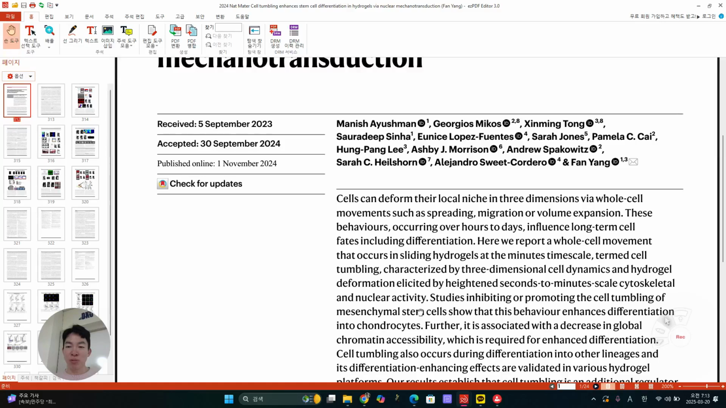Here, you have to focus on this: normally, cells show us some behavior change over hours to days. But here, they focus on the minute and second time scale.